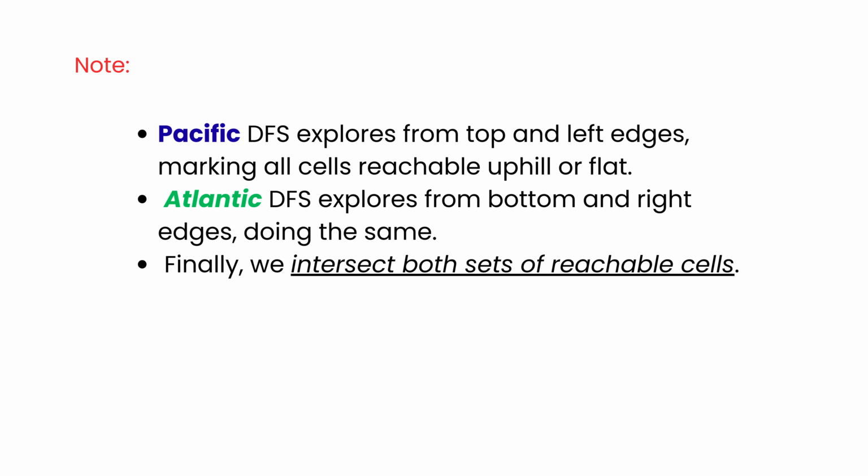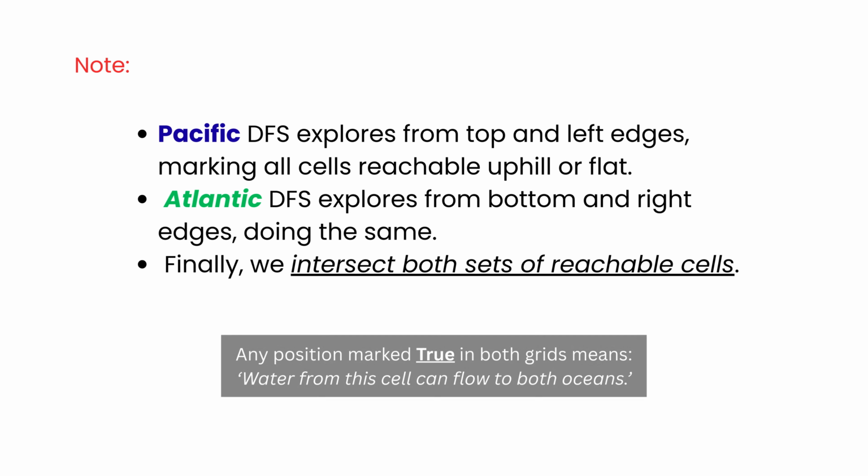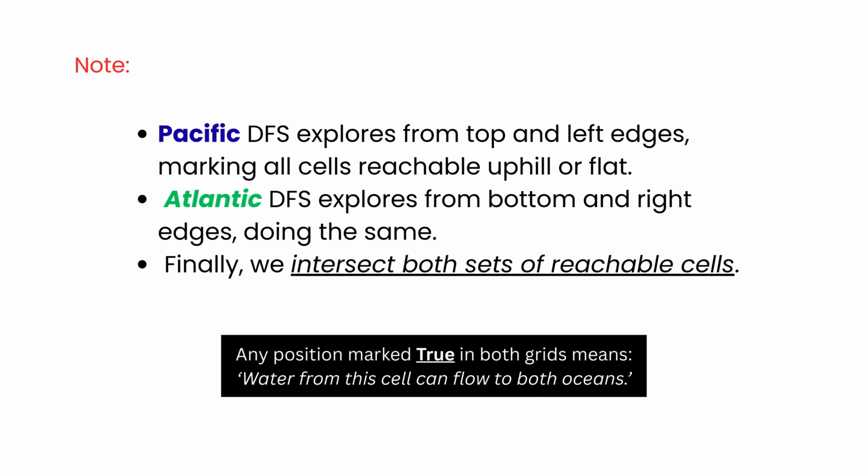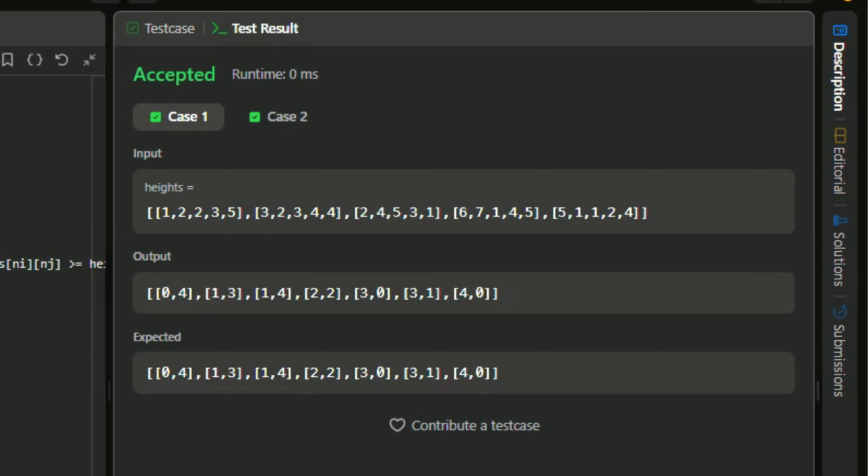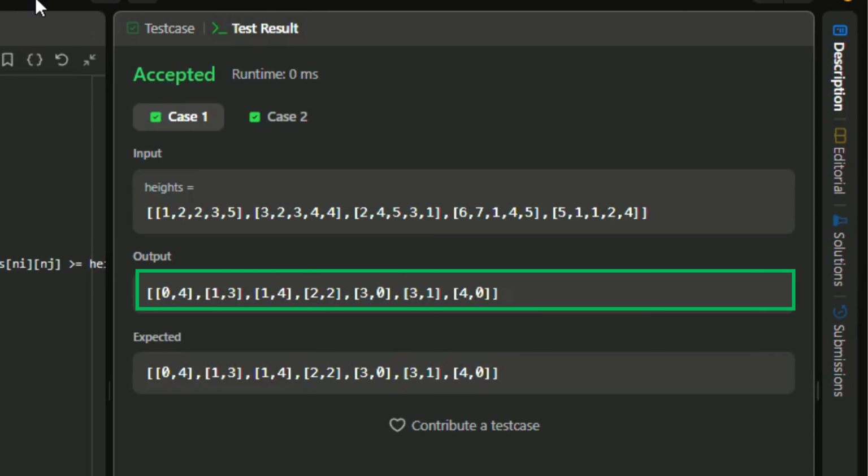Finally, we intersect both sets of reachable cells. Any position marked true in both grids means water from this cell can flow to both oceans. And the program outputs exactly these coordinates, perfectly matching the expected result. Each of these cells sits on a path where water can go downhill toward both the Pacific and the Atlantic.